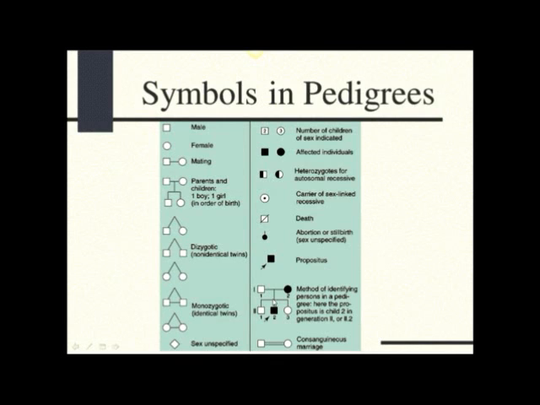Alright, the first thing we're going to do is show the symbols so that you can look at a pedigree and it'll make sense as we're making it. We're going to be involved with pretty much everything on the left hand side except for dizygotic or non-identical twins or unspecified sex, but everything else we'll be dealing with, as well as affected individuals. Right here we have the affected male and affected female.